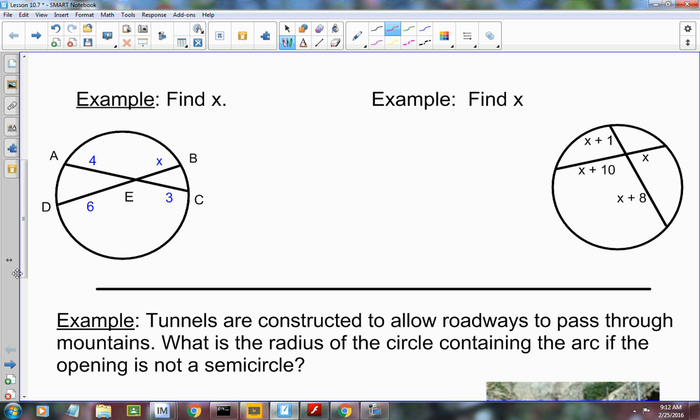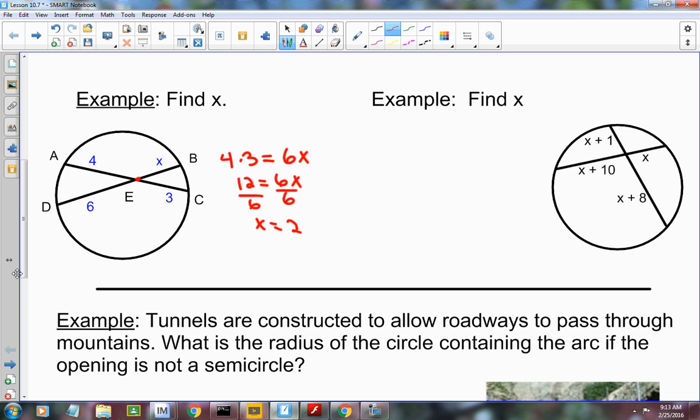All right, so we have two chords that intersect inside the circle, so we know that the product of those parts are equal to each other, okay? So what would I multiply together? 4 times 3 is going to be equal to 6 times x, good, okay? So I end up with 12 equals 6x. Divide both sides by 6, and x is 2. Okay, that one's real easy.